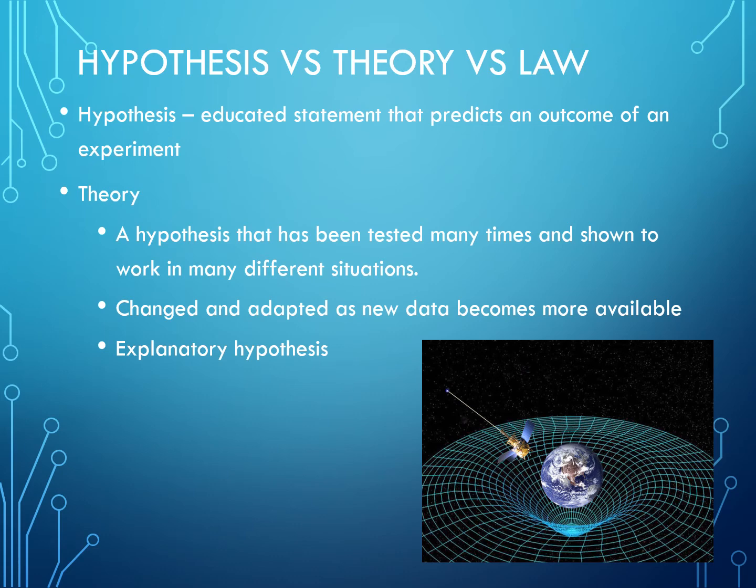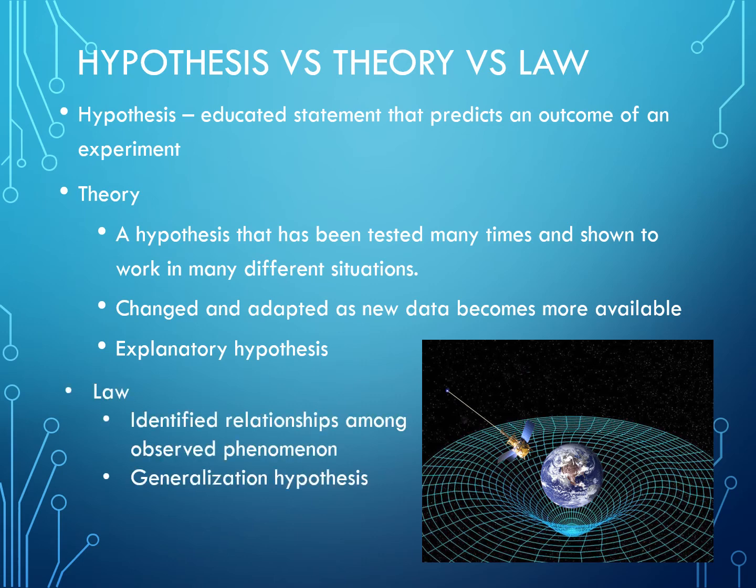True theories are structures of ideas, tested multiple times, that explain and interpret facts. A law is an identified relationship among observed phenomena, such as the first law of physics, F equals ma, or force equals mass times acceleration. Most of science is based on theories, which are the basis for entire branches of science, such as the theory of evolution or the wave-particle nature of light in physics.